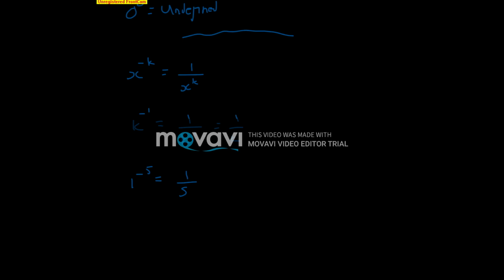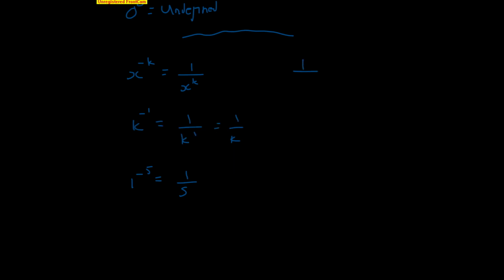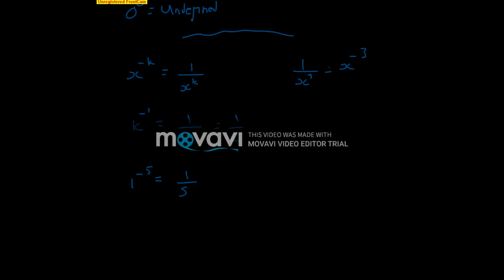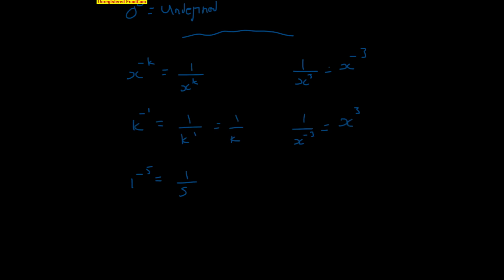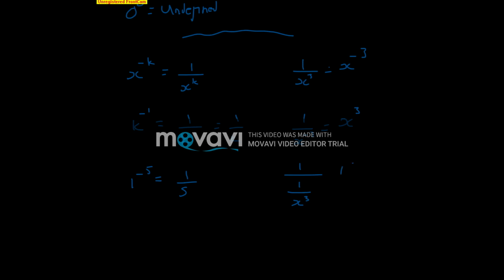The only tricky ones here are if you are given it the other way around. So say you're given 1 over x cubed, you know that's going to be x to the minus 3. But what if you're given 1 over x to the minus 3? Well, that's just x to the 3. Now, if you think about it, that 1 over x to the minus 3 is 1 divided by 1 over x to the 3. And then when we're dividing fractions, we know we do our KFC. So we keep this the same.